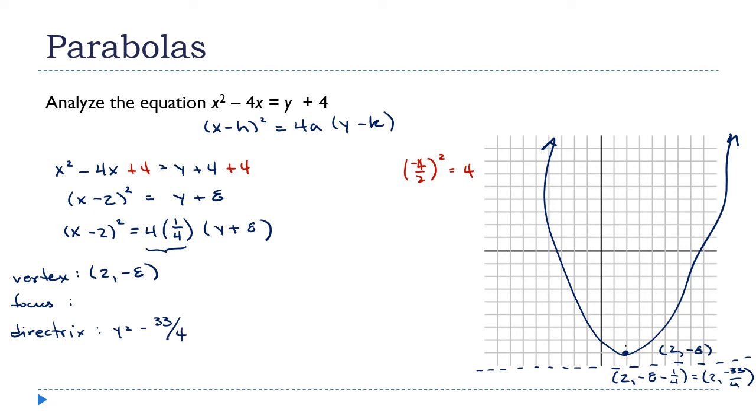And then I have to do the same thing. I have to go up, right? I have to go up a quarter. So at that point, the focal point is going to be 2, -8 plus 1/4, which will be 2, -31/4. And there are my parts, right? I've broken down this parabola, found all of these relevant properties and attributes. Okay, so that's parabolas, right?